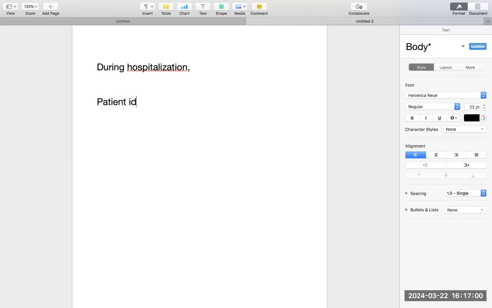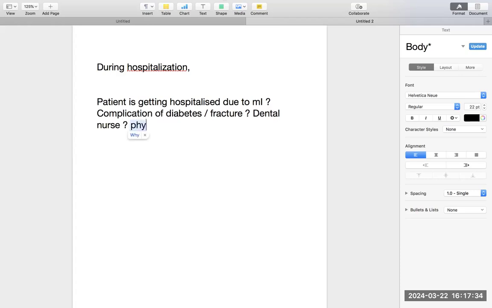A patient is getting hospitalized, maybe due to myocardial infarction, maybe due to a complication of diabetes, maybe due to a fracture. Oh, there is one more thing. You might be a dental nurse. Today I got a call from a dental nurse who wanted to join our institute. So yes, a dental nurse can also come. And you can be a physio nurse, that means a nurse working at a physio clinic, or a nurse working at a dental clinic.